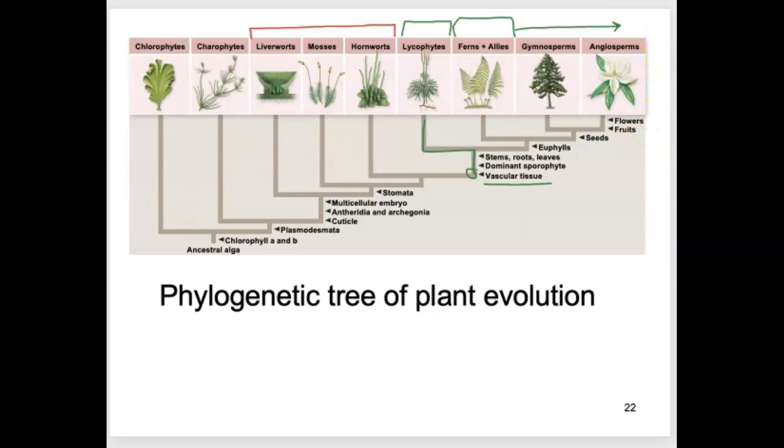The dominant plant group on Earth today, the angiosperms, have been around the least amount of time, but they are evolutionarily more successful than any other group of plants out there. They've literally outcompeted lots of other plant groups to be the dominant plant group on Earth today. All right, so that's it for this lecture. Check out the other plant material, and then we'll talk about gymnosperms and angiosperms in another lecture.